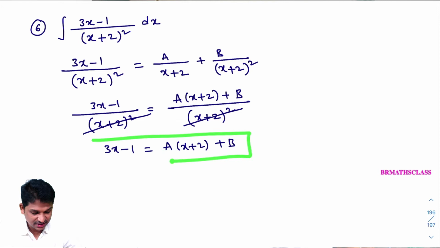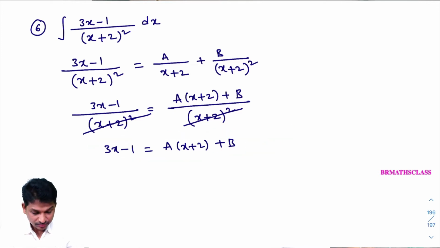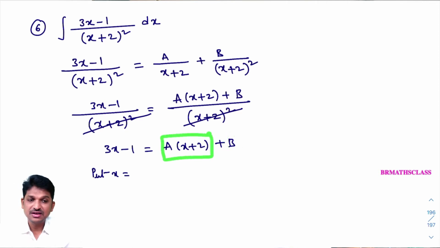This equation is true for all real values of x. We need to find the values of a and b. To find the values of a and b here, I'll go with the tricky method. What is the tricky method? Put x equal to, see, if I want this b value, I need to make this term 0. In last class also we discussed this. What I'll do? I'll put x equal to minus 2.